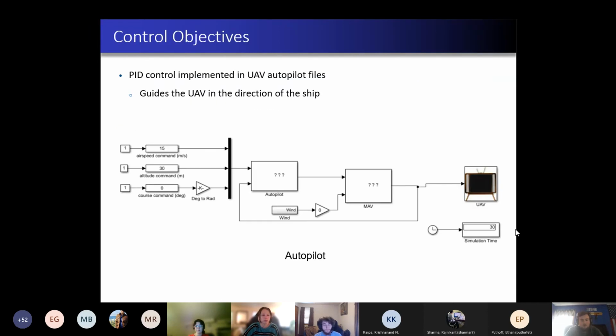In terms of our autopilot that we use to land the UAV on the ship, this is a screenshot that I took that basically covers it. We give it a commanded airspeed, and then we set the heading of the ship and the UAV to 0 degrees, and we command the aircraft down to an altitude of 30 meters, which is the height of the deck of the ship above the surface of the water.